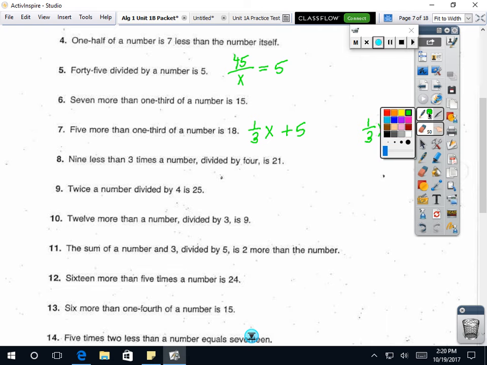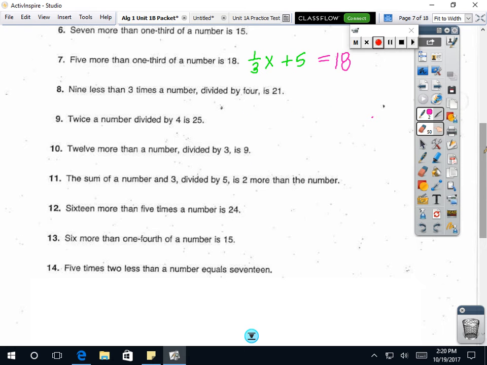Okay, because if you don't understand why, isn't there an understood 1 here? So that's the same thing. Okay, that's why of could be used for both of them. All right, and so 5 more than 1/3 of a number is 18. Number 9.